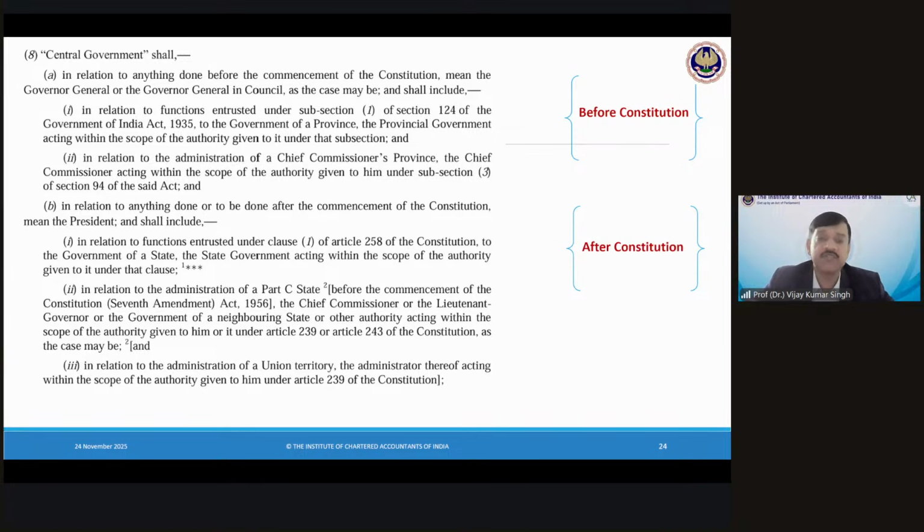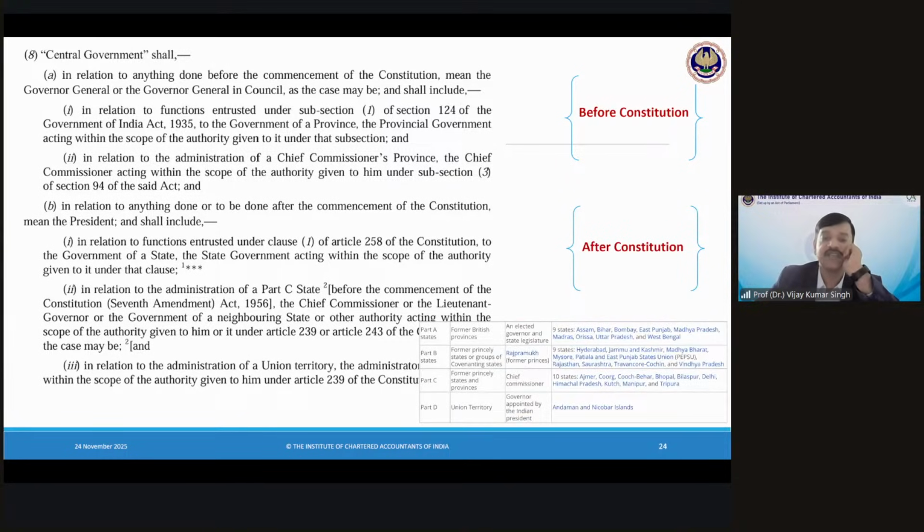So before the Constitution of India came into force, reference to the central government was a reference to the Governor General and Governor General in Council, as the case may be. And after the commencement of the Constitution, it means the President of India. And in relation to the state government, its acting authority. They are also discussing the different parts of the state. So it says in relation to the administration of a Part C state before the commencement of the Constitution, the Chief Commissioner or the Lieutenant Governor, or the government of a neighboring state or other authority acting within the scope of the authority given to him. And in relation to the administration of a union territory, the administrator thereof. So basically, it is telling who is in authority, who is the central government at that point in time.